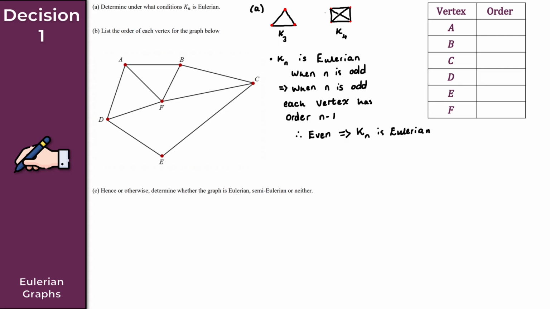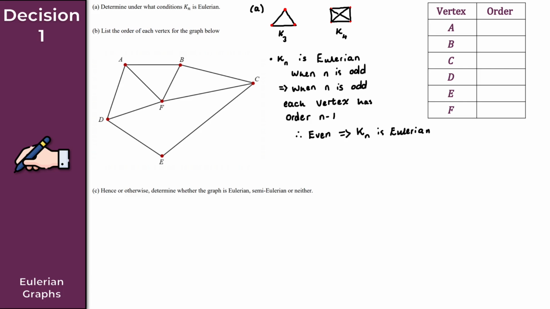You don't have to draw the diagrams, but like I said, I do think it helps to visualize and illustrate the problem to basically understand then what conditions are required there for Kn to be Eulerian. Okay, so there we have it. That gives the solution to part A.